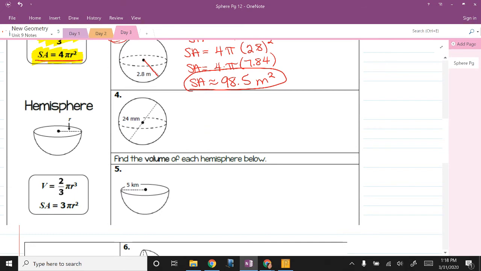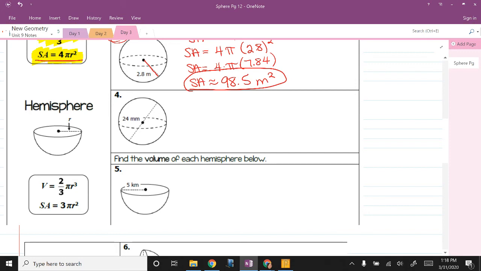A hemisphere is half a sphere. So if we were to take a sphere and slice it along that great circle through the very center of the sphere, then we get something called a hemisphere. And I know you've heard about a hemisphere when you talked about social studies and geography when you were in elementary school and junior high and all that good stuff. So a hemisphere is half of a sphere. And so they have their own formulas for volume and surface area.